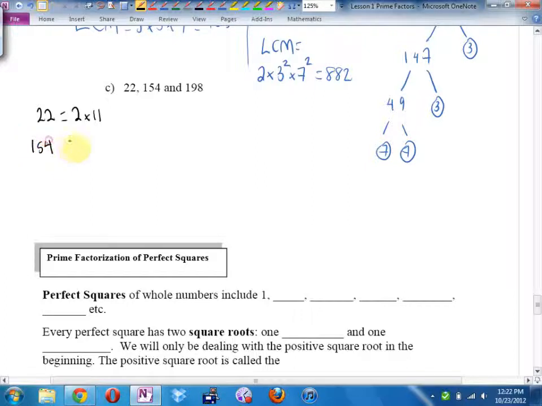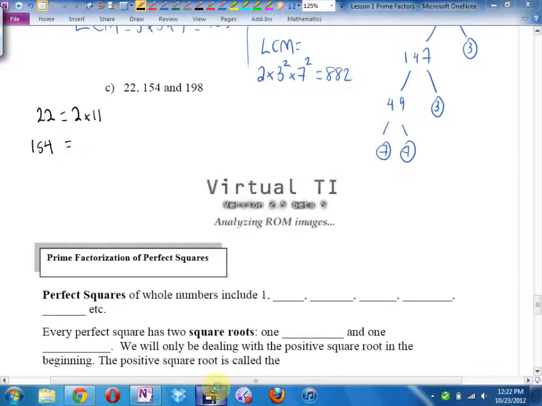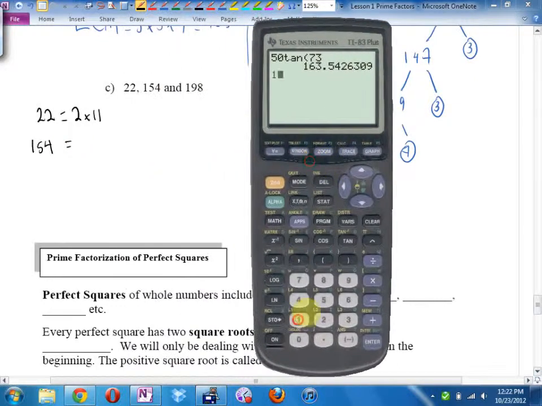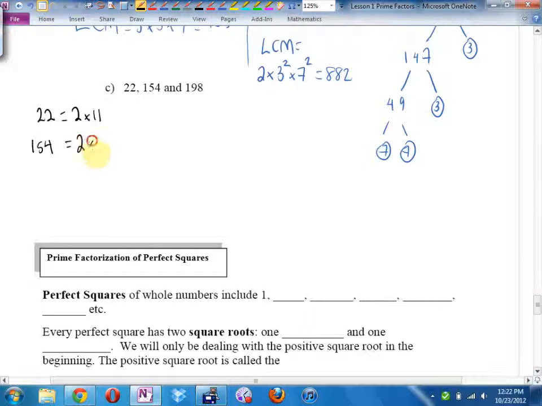154. Okay. You ready? Instead of a factor tree, let's see if I can cheat and use my calculator. 154 divided by 2. What's left? Ooh, 77. I can do that one in my head. 77 is what times what? What's the prime factorization of 77? And I'm pretty sure 154 is going to be 2 times 7 times 11.